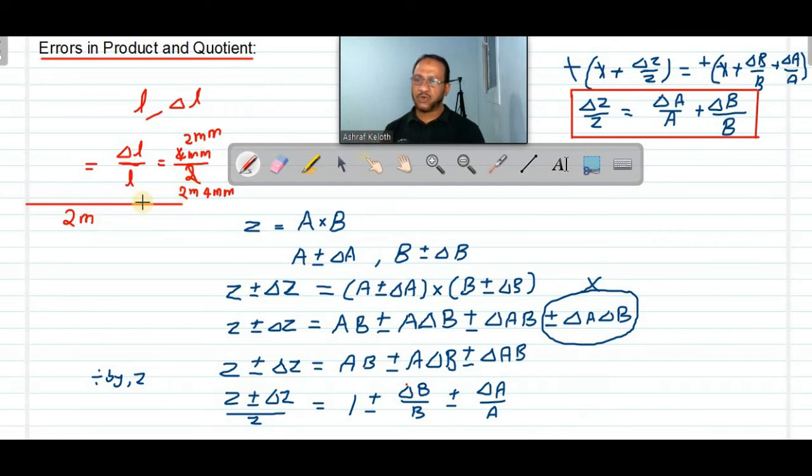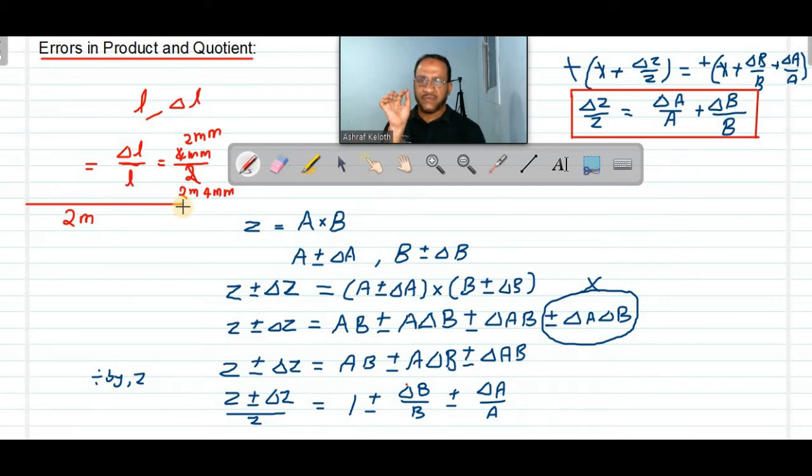In 2 meter measurement, you made 4 millimeter error, means in 1 meter measurement, how much error you made? Now, if you are measuring 8 meters, how much error you will make? 16 millimeter error, isn't it? Suppose this error is due to some zero error, some mistake on your instrument. Then if you are given a wire of 10 meter length, you will make 20 millimeter error in that.